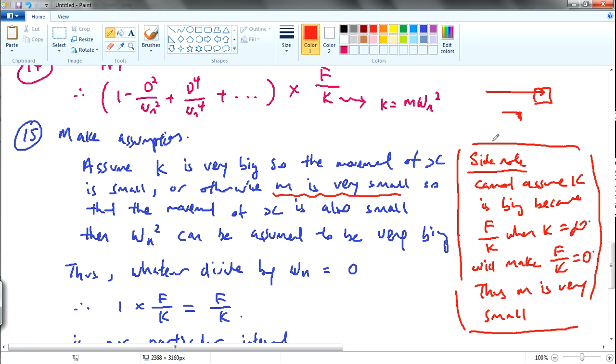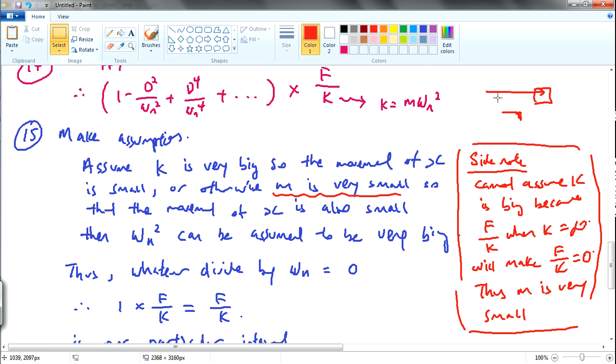In this sense, it's not really the case, because if your k is very big, eventually this whole thing will become 0, and then your whole equation will become 0, because whatever is multiplied by 0 will be 0, and you cannot get your particular integral. So therefore, k cannot be as large as possible. Therefore, we will assume that m is very small.